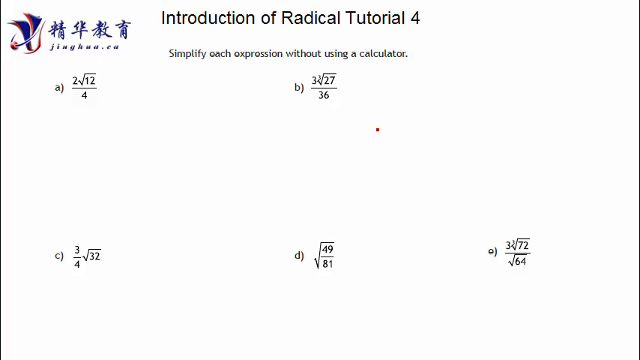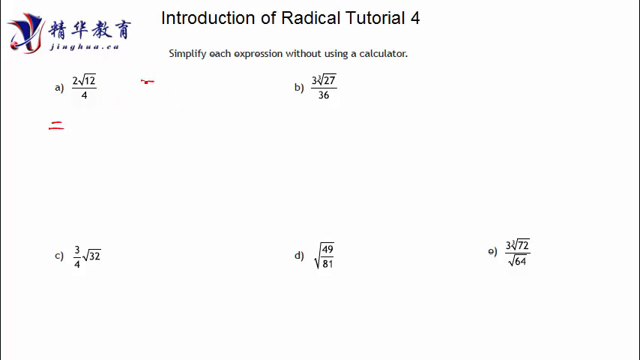Okay, let's see the question here. 2 square root of 12 over 4. Now we need to simplify this. All right, so how do we simplify? If we see entire radicals, we always make them mixed radicals, because mixed radicals are easier to simplify, or easier to cancel out.